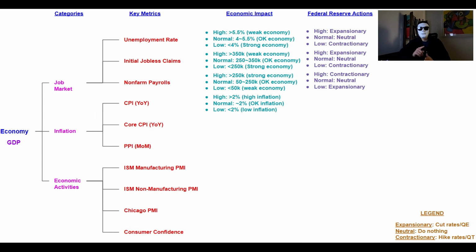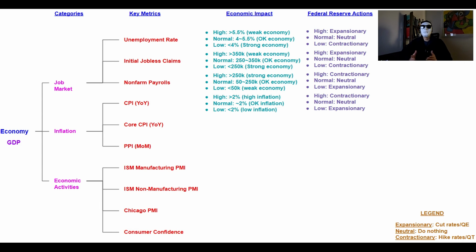Now, for the CPI, as you may be well aware, the Fed's actions will be contractionary if the CPI is high, and it'll be expansionary if the CPI is low. Now again, as proven by the recent actions of the Fed, a single data point such as a high CPI does not determine the Fed's actions, as shown in recent months. Please take this into account. Again, I'm just laying out a general theory.